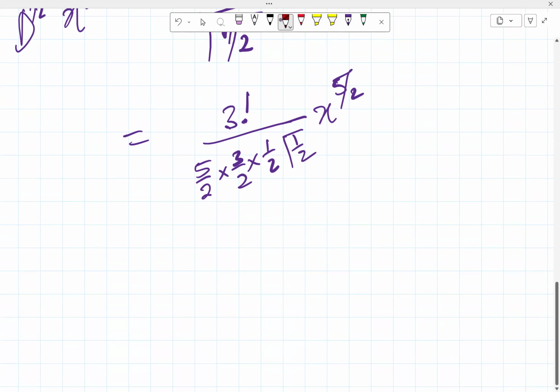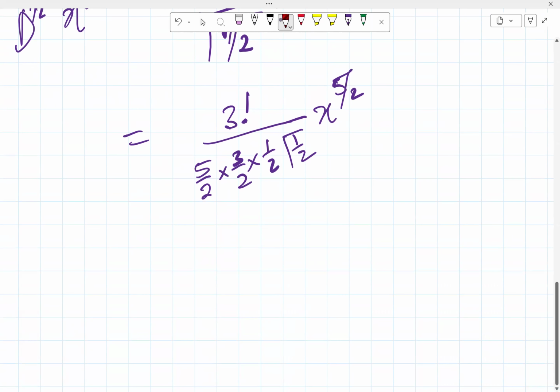So mind you, this is gamma half. Gamma half is root pi. The signs look alike, but be careful because this is gamma and that is not the same thing as square roots. And this is x raised to 5 over 2. So now we have 3 here to be 1, 3 here is 5. So that is 8 times 2, 16. So we have 16 over 5 root pi, x raised to 5 over 2.